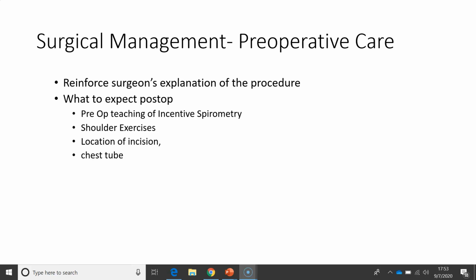Another important job of the preoperative nurse is to inform the patient of what to expect postoperatively. It's important to go ahead and teach the patient pre-op about using the incentive spirometry, about shoulder exercises that will help to regain range of motion in the arm that is on the affected side. Also to talk about the location of the incision and care of the incision postoperatively. And I think it's important to tell people what a chest tube looks like and that they will have them postoperatively if that is the plan.